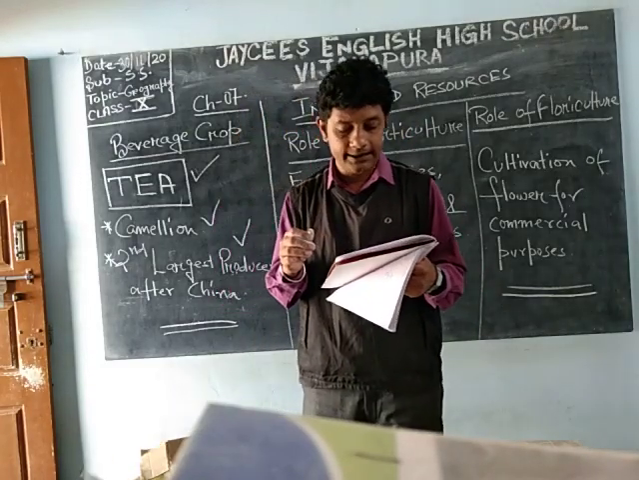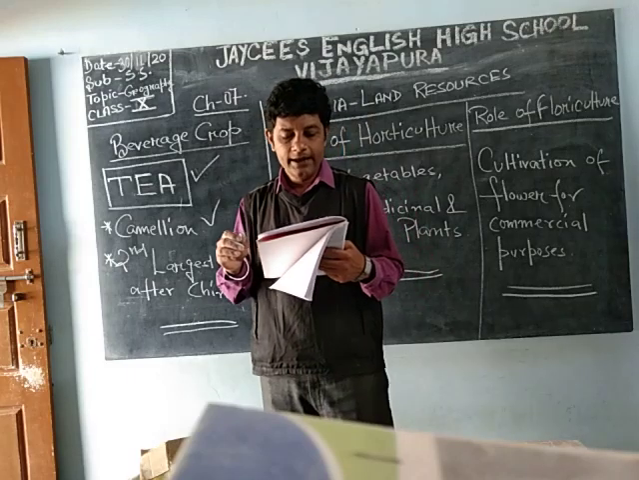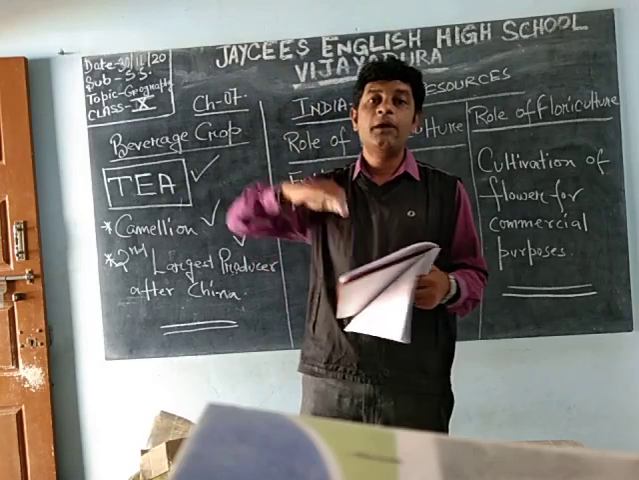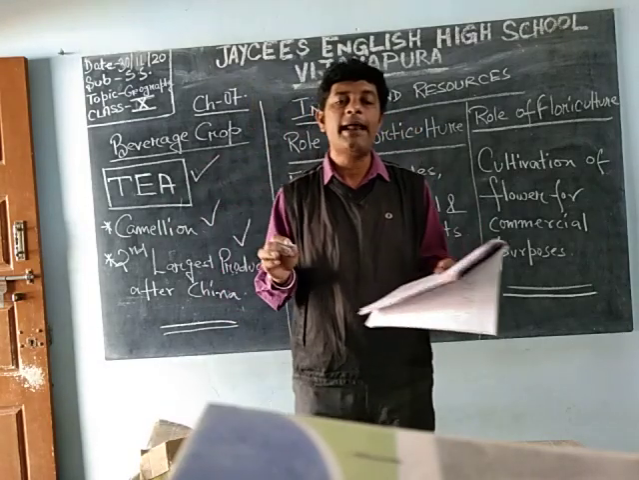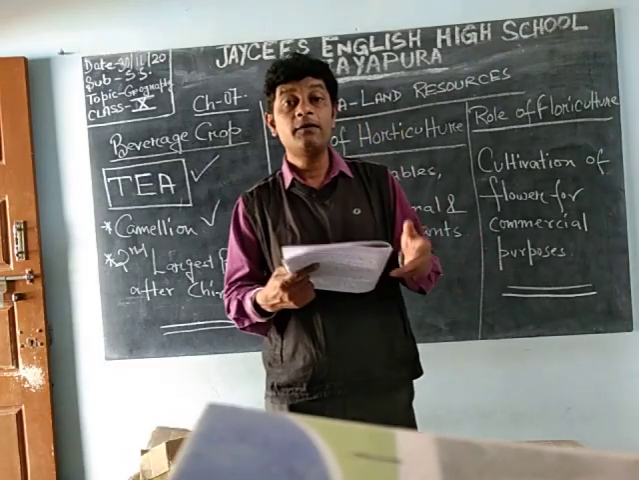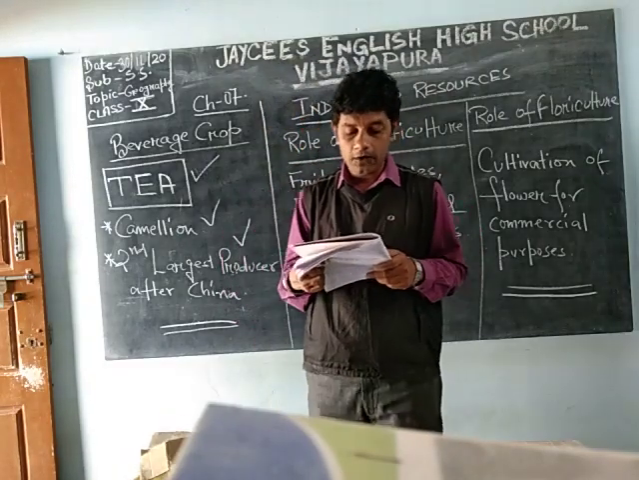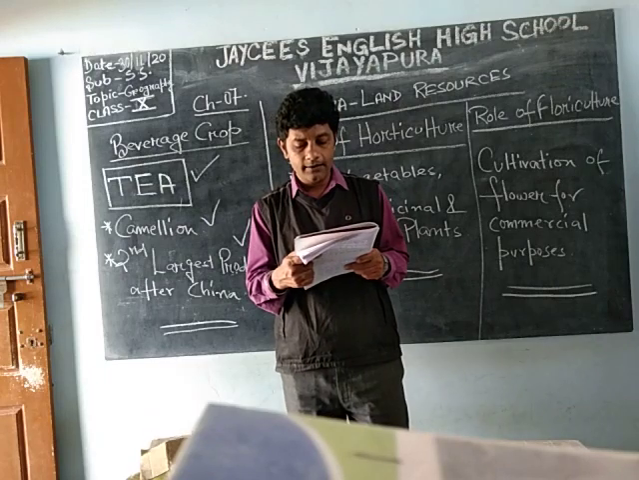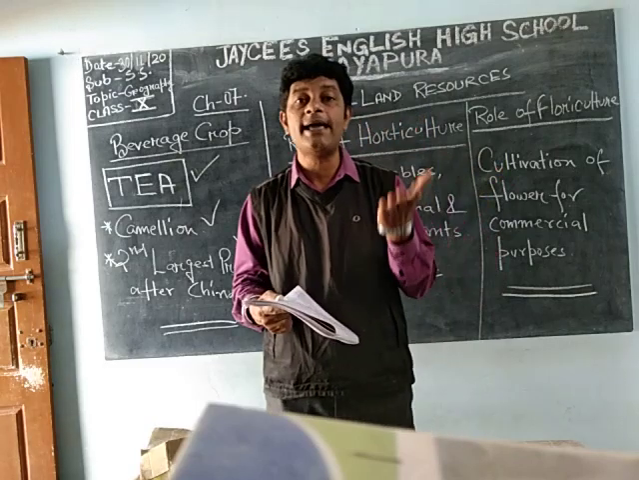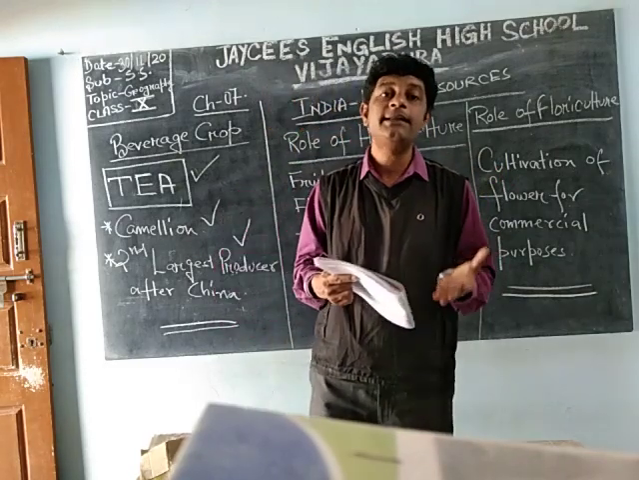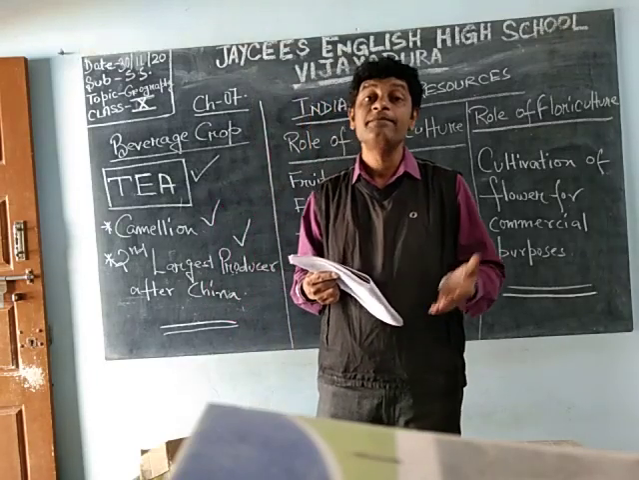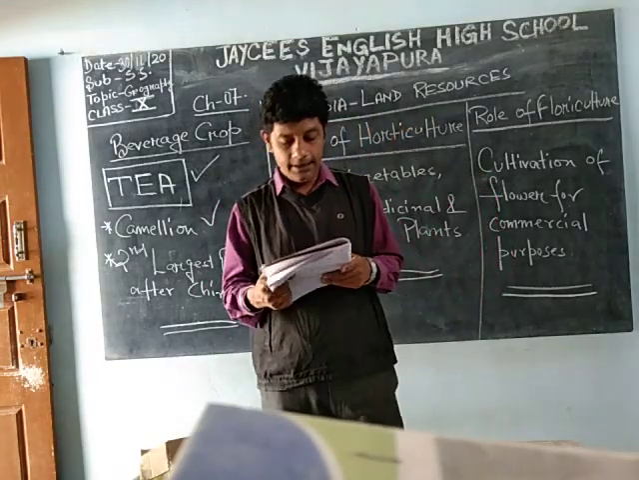It grows best in deep and fertile soil, rich in humus. It requires hill slopes. Without hill slopes you can't do the plantation of tea. It requires a hill slope with an altitude of 1200 to 2400 meters above sea level. It should be a high place. Darjeeling is a place in West Bengal, the leading producer of tea in India.